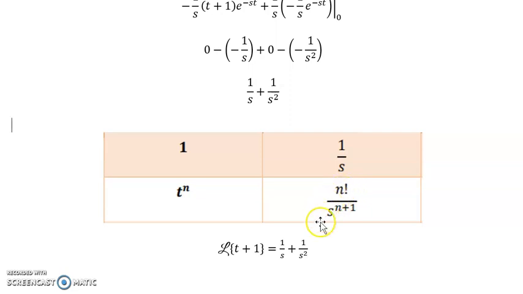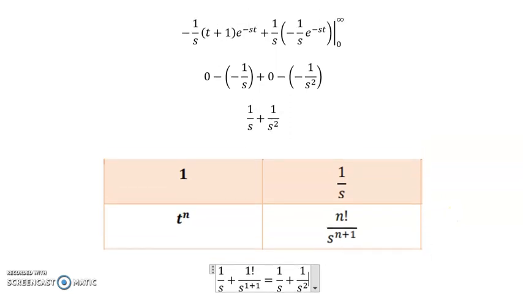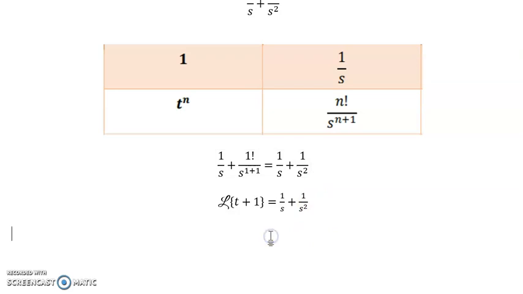n will be 1, and what we'll end up with is 1 over s for the 1, and 1 factorial divided by s to the 1 plus 1, which is 1 over s plus 1 over s squared. And so this agrees with our calculation from the definition. The table and the formula give us the same result.